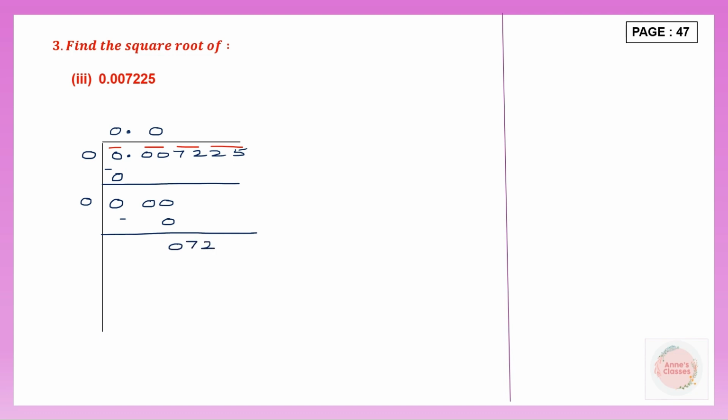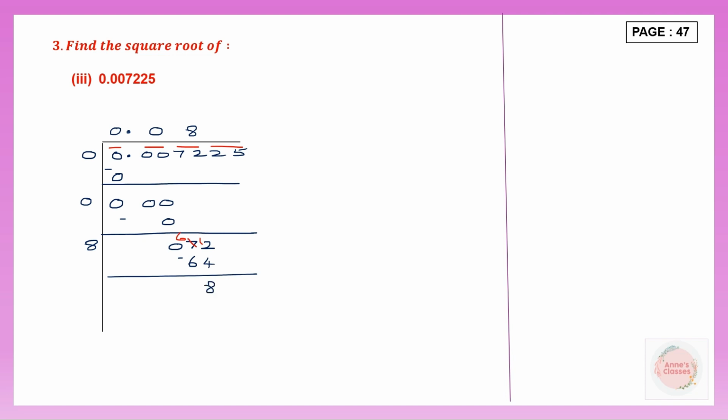Now think of a number whose square is close to 72. How about 8? 8 eights are 64, isn't it? So we can write that. 8 eights are 64. Now let's minus and see what we get.